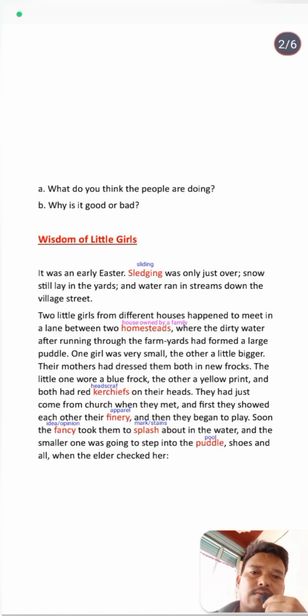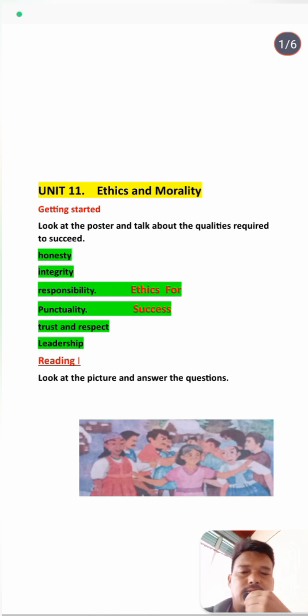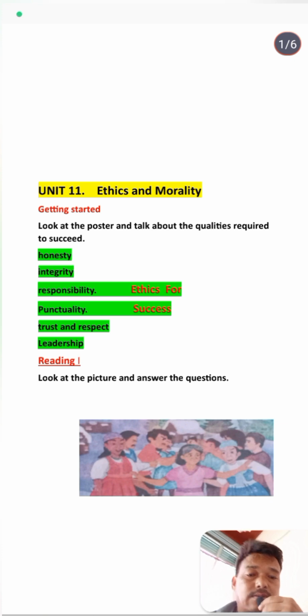Why is it good or bad? Why, students, is it good or bad? This type of activities, this sort of activities, shouldn't be in the locality, in your street, and we should not promote all these activities. We should rather stop all these bad activities at the very first moment, rather than promoting them. So it's all about your picture, students.